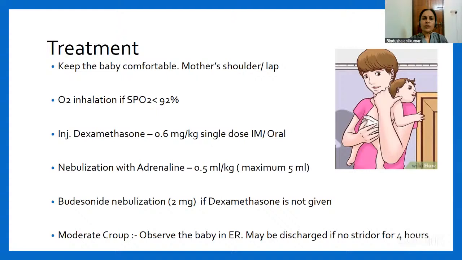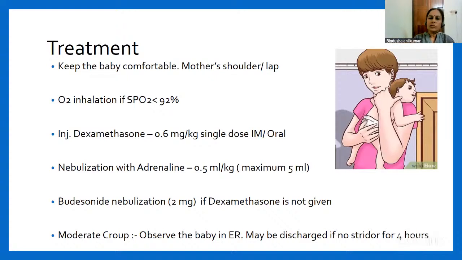And the drug that you give is steroids, and dexamethasone is the most preferred one. And how will you give the steroid? You need not put in an IV cannula and make the child cry. You can give it either as an IM injection or, in cases of mild to moderate Croup, you may even give it orally. A single dose of 0.6 milligram per kg will be sufficient.